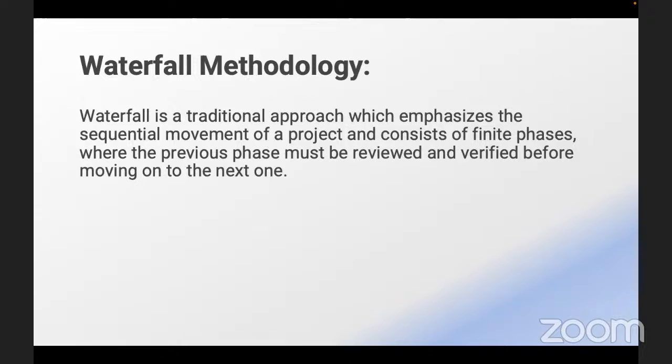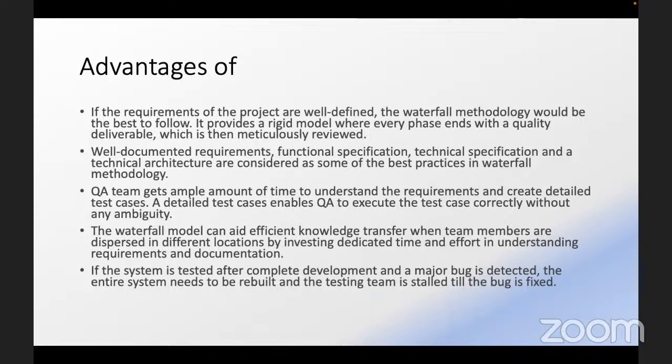Now, waterfall is, like we said before, a sequential movement of the project and consists of finished phases that are built and verified before moving to the next phase. Now, we're able to itemize the 5 phases we have in the waterfall methodology. If the requirements of the project are well defined, the waterfall methodology would be the best to follow. So, like we said, waterfall requires a defined goal from the start. Everything is defined. Everything is done very well from the start, and you follow suit.